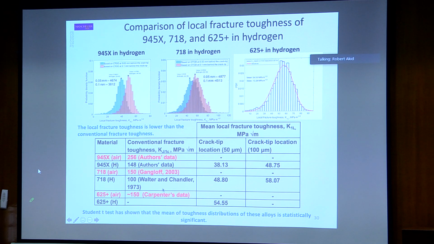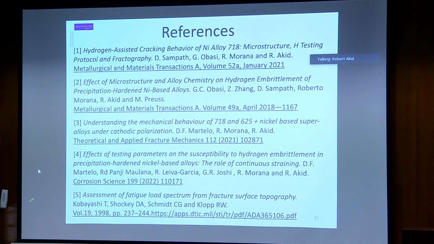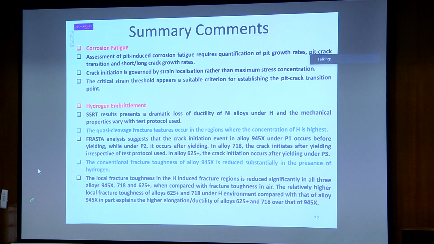And the drawdown conclusion is that conventional fracture toughness, seen here, in hydrogen, for example, it's 148. But if we look at the crack tip, the fracture toughness local to the crack tip, we see that it's something like almost 3 times lower. Again, we have a number of references that are available in the literature for people to follow this up.